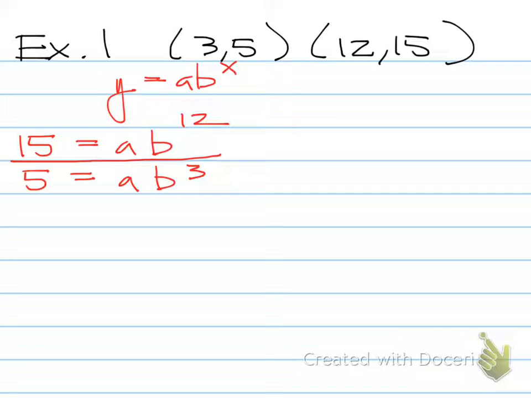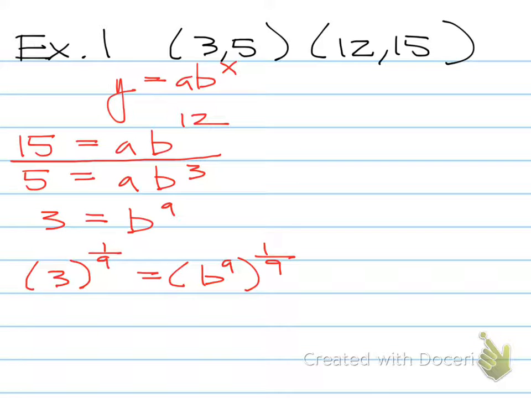15 divided by 5 is 3. b to the 12th divided by b to the 3rd. And whenever we divide exponents, we subtract. So 12 minus 3 is 9. So we get 3 equals b to the 9th power. To cancel the b to the 9th power, we need to raise it to the 1/9 power. So we're going to raise both sides to the 1/9 power. 3 to the 1/9 power is 1.130.